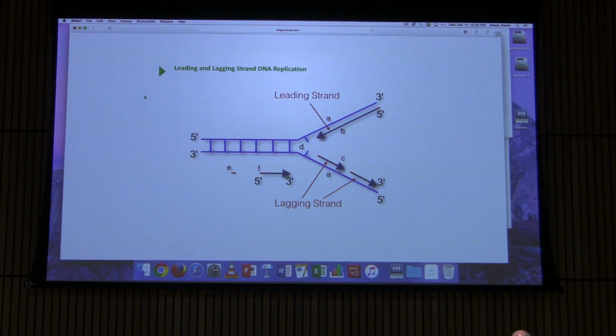Let's imagine starting with the top one. To start a strand of synthesis, we have to make something called a primer. DNA polymerases absolutely require a primer. And what is a primer? A primer is a short RNA. All DNA replication starts with an RNA primer that's made by an enzyme called primase. Kind of complicated, right? Primase makes that little piece.